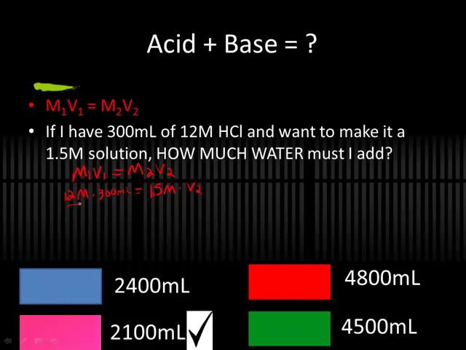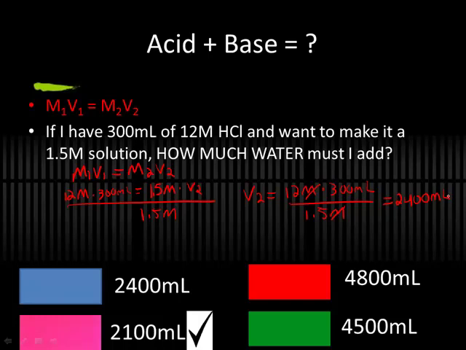Well, again, we get V2 by itself, so we're going to divide the whole thing by 1.5 molarity, which then means V2 is going to equal 12 molar times 300 milliliters divided by 1.5 molarity. Molarities cancel. Do our math. We take 12 times 3 divided by 1.5 and that gets us 2400 milliliters. There's our volume. It should be 2400 milliliters.